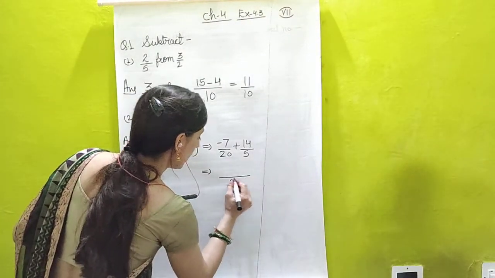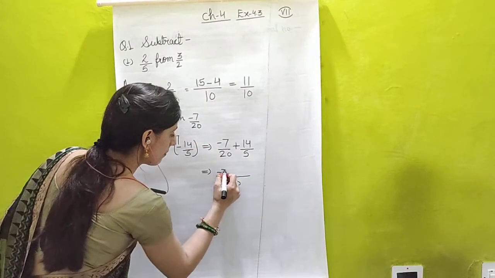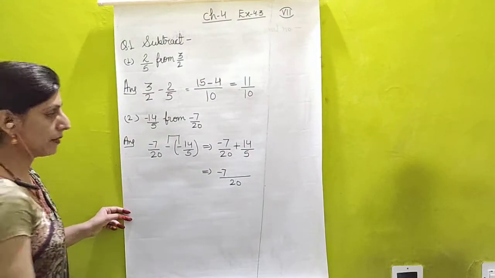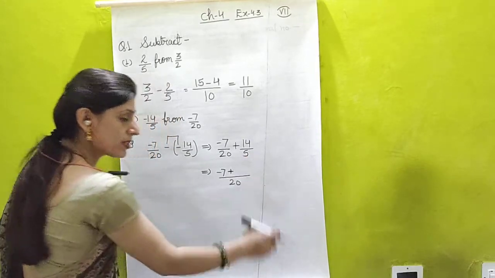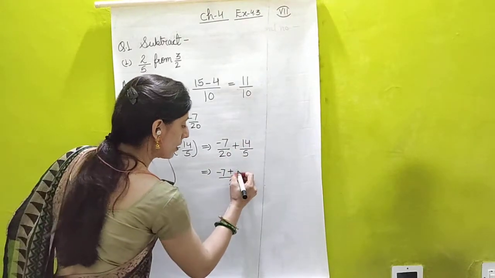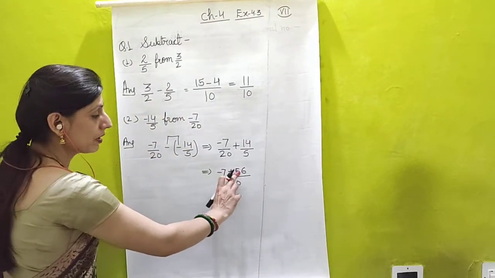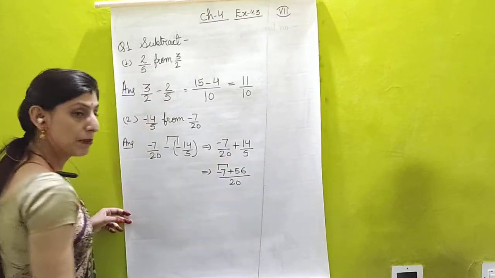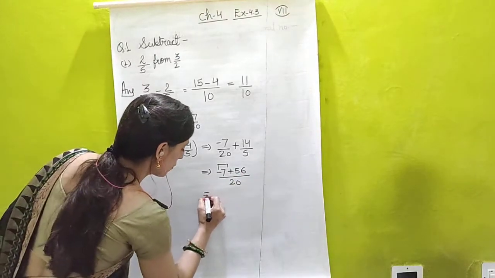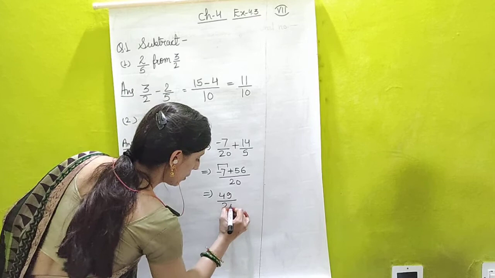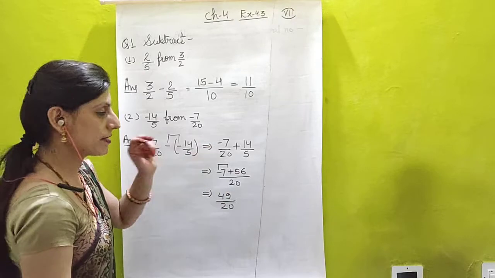LCM will be 20. Now 20 divided by 20 is 1, so 1 multiplied by minus 7 will be minus 7. Now the plus sign: 20 divided by 5, 5 fours are 20. Now 4 multiplied by 14 is 56. Now students, minus 7 and plus 56: 56 minus 7 will be 49 upon 20, and the sign of 49 will be positive, as 56 is the greater number.